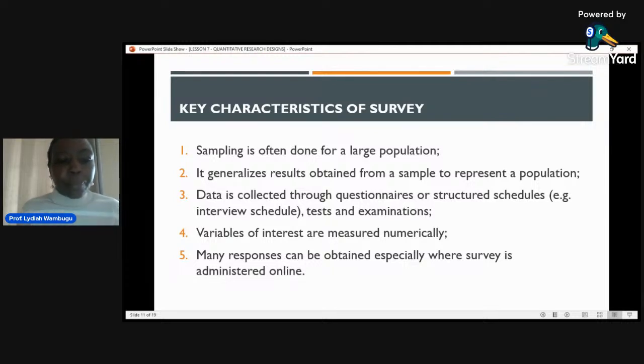Number 3, data is collected through questionnaires, structured schedules, and also tests and examinations.